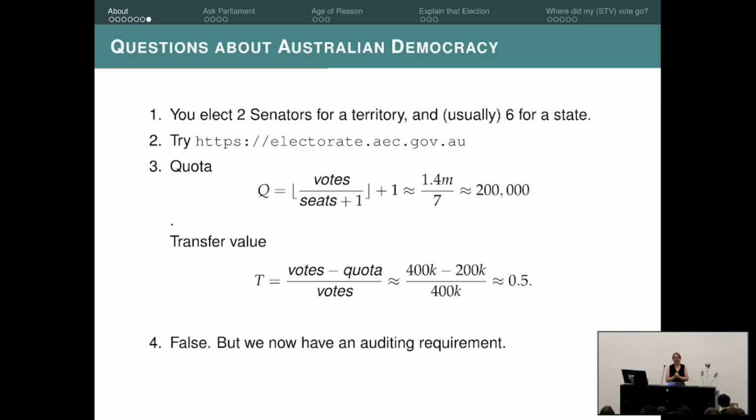Yeah, Senate votes are not manually counted. The first preferences are manually counted, but the rest of the Senate process isn't manually counted. They're entered digitally.